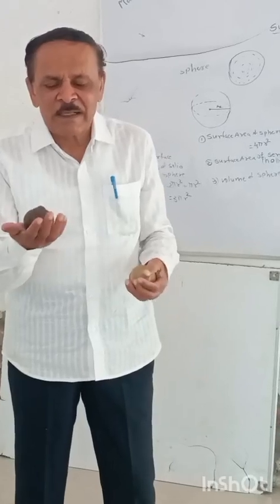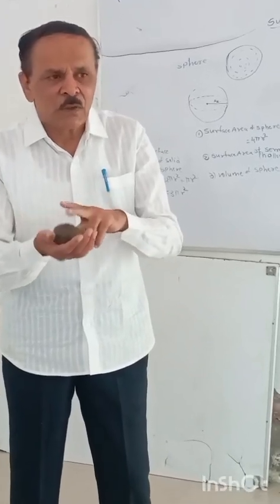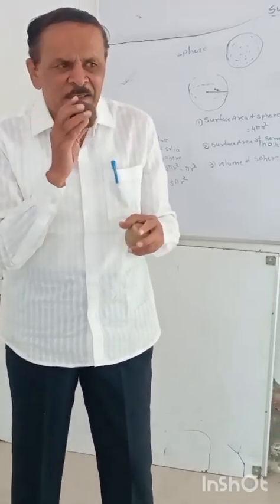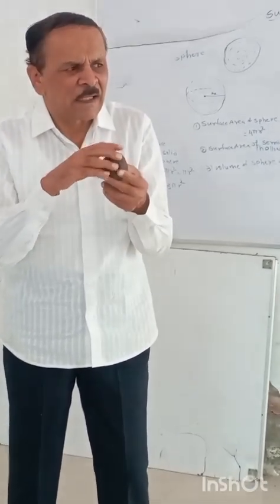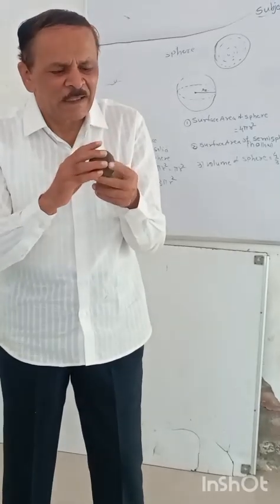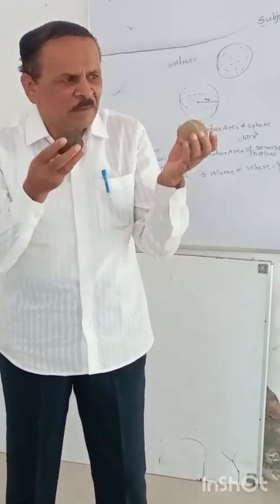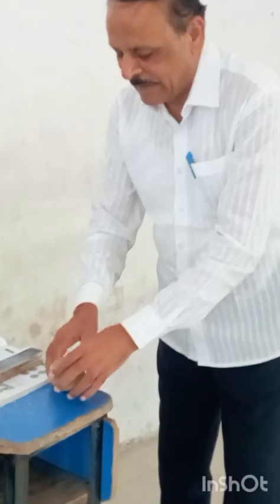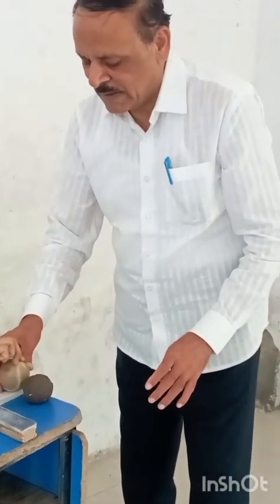This is also a sphere. I have made it from clay. Tomorrow you have to make a practical: bring a sphere made of colored clay from home. So this is a complete sphere. These two spheres are kept over here. Okay, so you have understood this.